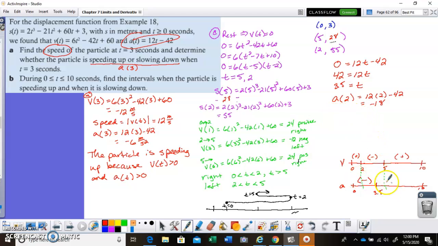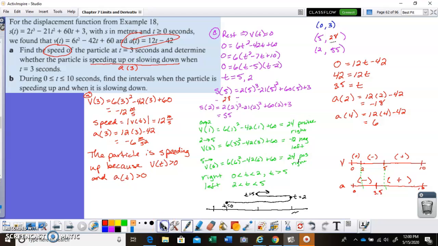And then I want to find out what sign it is in between 3.5 and 10, so we can just grab the number 4. We grab numbers that make it easy on us. So that's 12 times 4 minus 42, which equals a positive 6. We could put units on that, meters per second squared, but the main thing we're interested in is that that's a positive area. So our job now is to identify when the particle is speeding up and when it is slowing down.